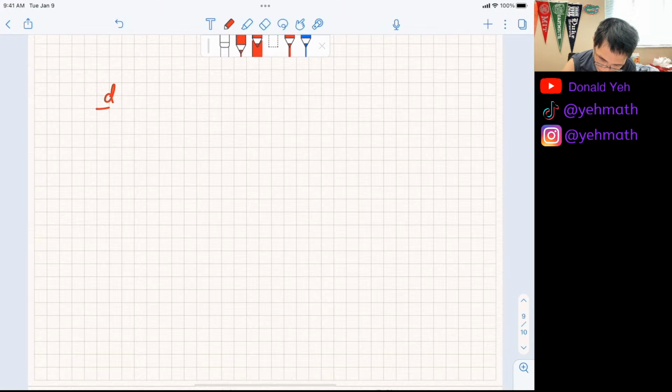Derivative of, let's say it's sine of x. What do you guys know? Derivative of sine of x is what? Cosine of x. Good.